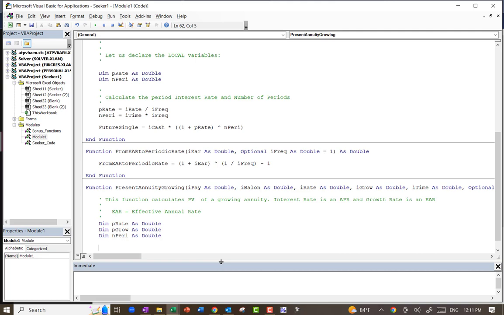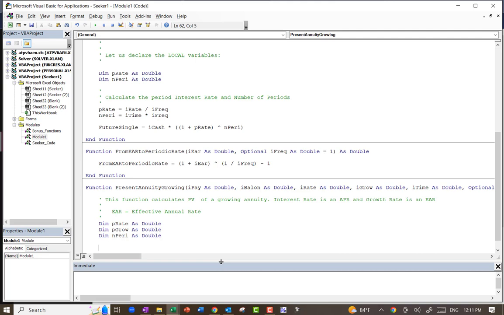But when we write this function, we're not doing it just for ourselves. We're doing it for other people to use it. If it makes it easier to enter the interest rate as an APR and enter the growth rate as an effective annual rate, then you basically cater to the user. And you make a small adjustment. As soon as we make that adjustment, we're going to act just like it is a periodic calculation.